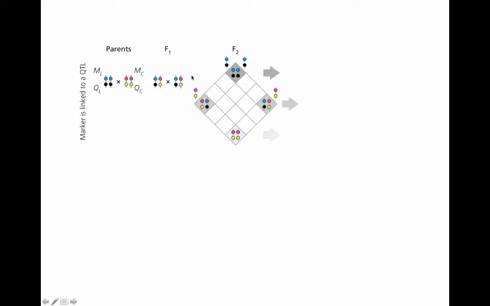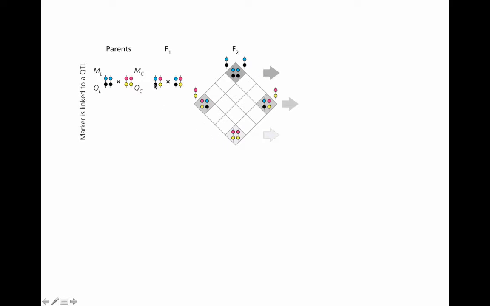phenotype. So when we create our F1 generation, each individual is going to get a blue-black chromosome from one parent, a pink-yellow chromosome from another parent. If the marker is in linkage disequilibrium with the QTL, this is the scenario that we expect. All the F1s are going to be heterozygotes. When we get to the F2 generation, if the marker is in linkage disequilibrium with the QTL, there are only 4 different kinds of offspring that can be produced.